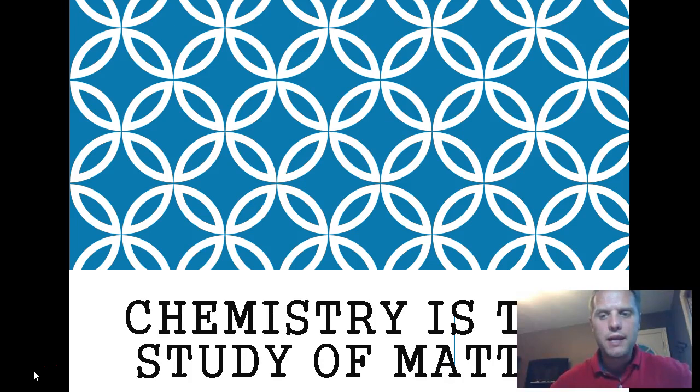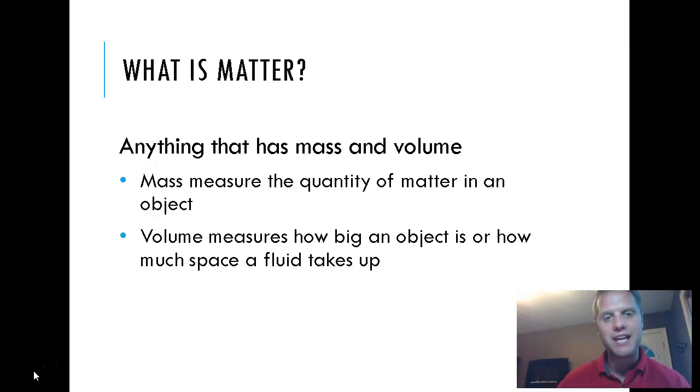Okay, so what is matter? We're going to say matter is anything that has mass and volume. Mass is kind of the quantity of matter in an object. So certain objects that are very heavy, for example, have a lot of mass. That means they have a lot of matter. If I weigh more than you, and I probably do, that means I'm made up of more matter.